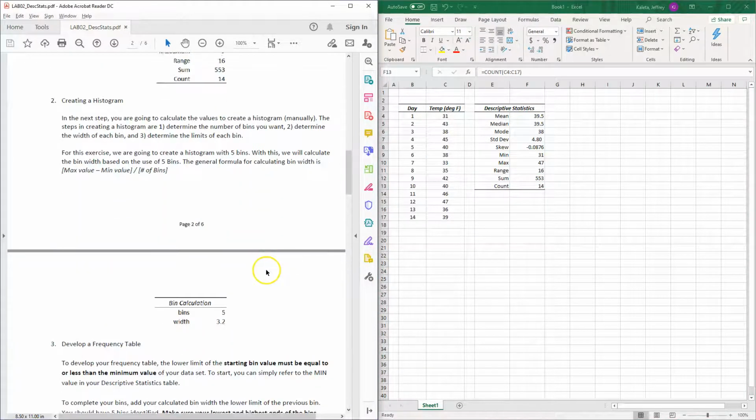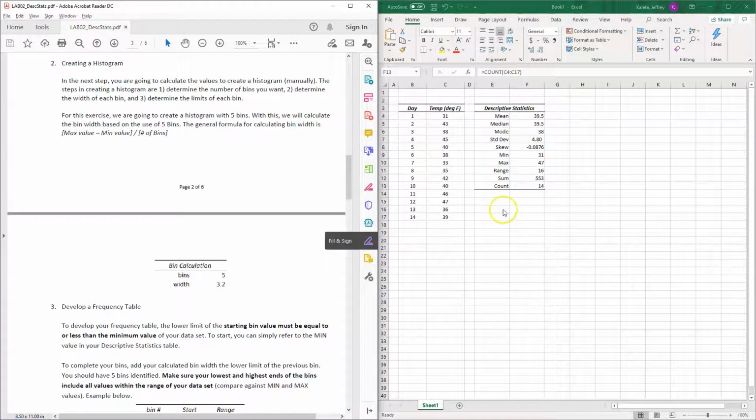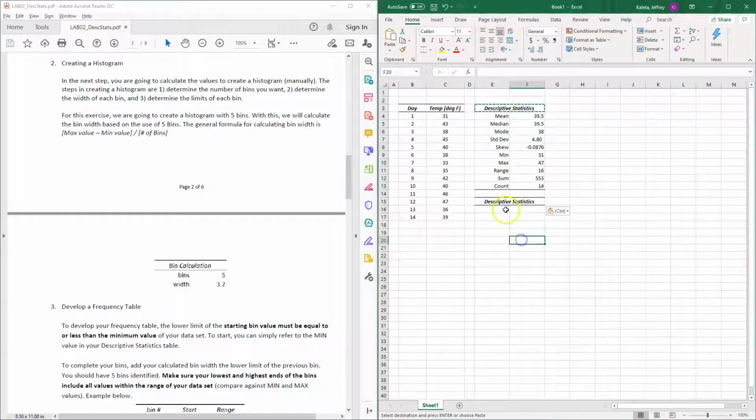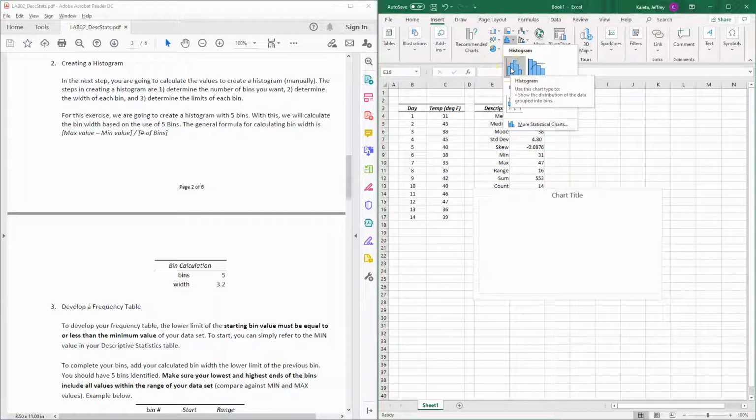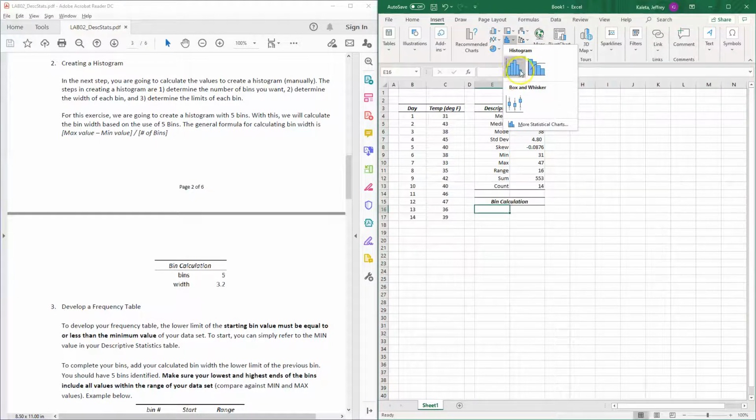The real value here is starting to create a histogram. And one of the things that we really need to know about when it comes to histograms is how to calculate our bins. Now, the beauty behind Excel is that you can create a histogram without having to calculate your bins. You can go ahead and hit insert. You can come up here and you can do a basic histogram. For this exercise, I do not want you to do this. There are some reasons for doing that. It's because you need to understand how histograms are put together.